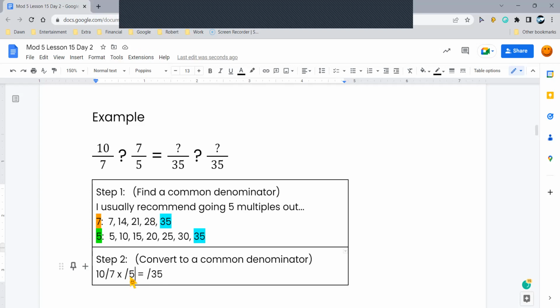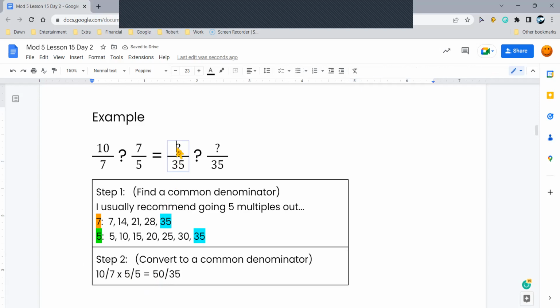Now you need to remember, what you do to the denominator, we need to do to the numerator. See how I have 5 over 5? 5 over 5 equals 1. So I know I'm just finding the equivalent fraction of 10/7 to be some number over 35. Now I look at my 10, which is in the numerator of the original fraction, and I multiply it by 5. So 10 times 5 is 50. Great job. Now I'm going to take that 50 and put it in the first fraction above on the right side of the equal sign.